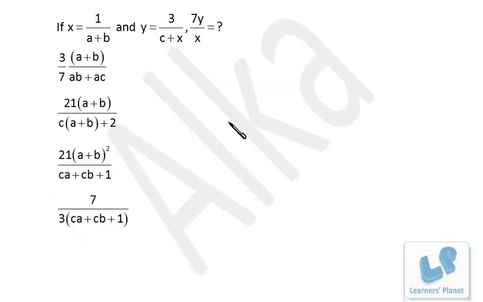Now friends, let's try this question. Here we are given the value of x and the value of y, and we have to calculate 7y by x, and all the options are in terms of a and b, right? So if you put in the value of x over here, then also you can solve. But the easiest solution will be what? If you put in comfortable values of a, b and c, right?